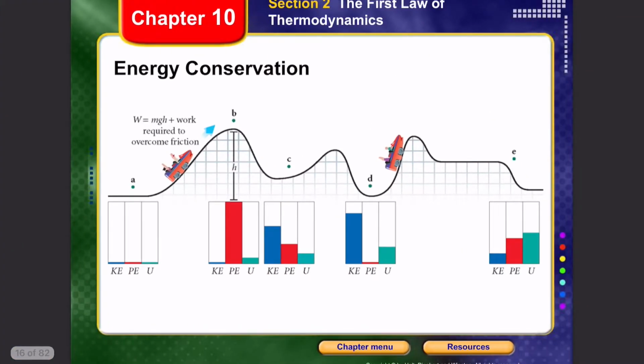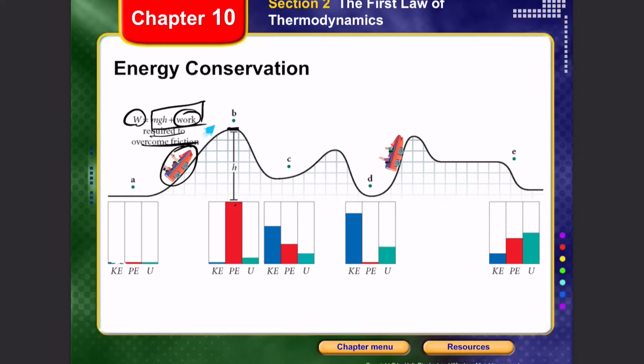Now, notice that here we start with no kinetic energy, no potential energy, and no internal energy. So literally nothing. What happens next depends on what happens to the system. The system is the car here. So some work needs to be done. That work is to provide the potential energy and the extra work required to overcome the friction, and you reach a certain point. Once you reach this point, you have a high amount of height, which gives you a lot of potential energy.